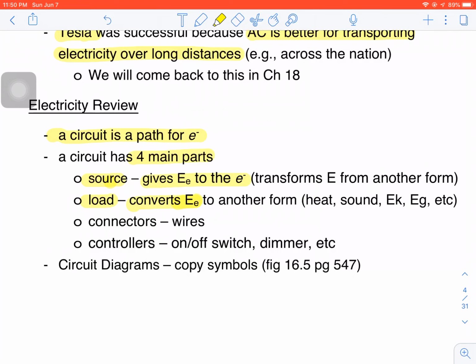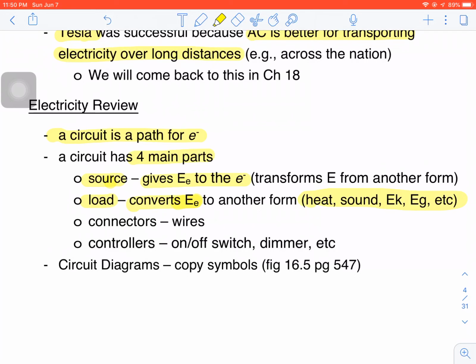So anything that uses electrical energy and converts that energy into something else, a flashlight is a load. Basically what's going to happen is the load converts the energy of electrons into some other type of energy, which is why we bought the device in the first place.